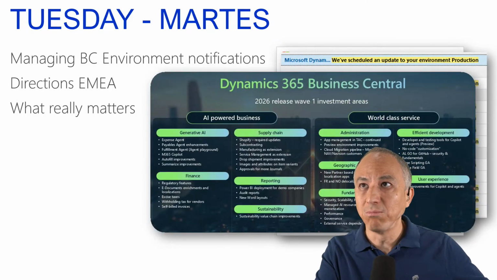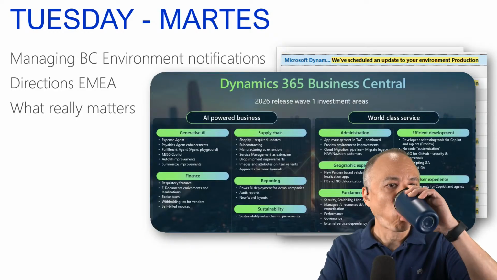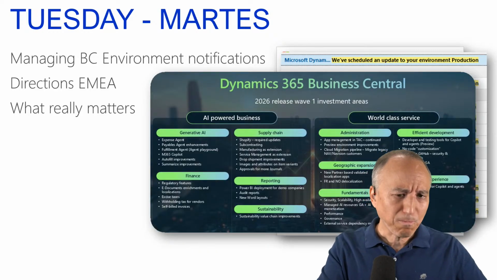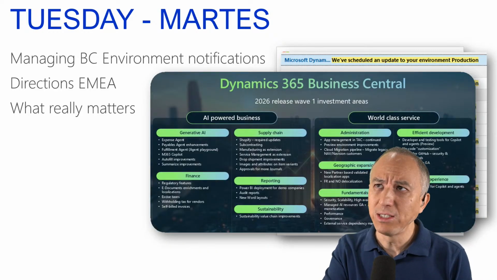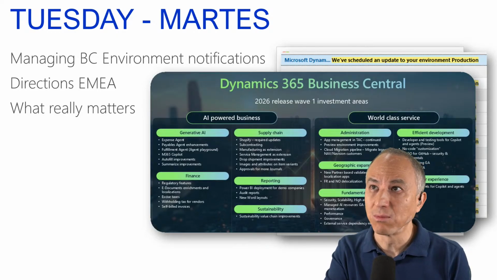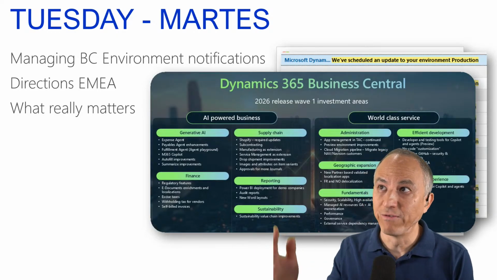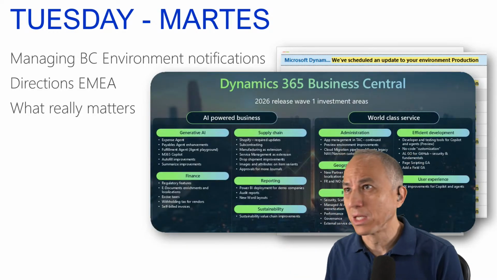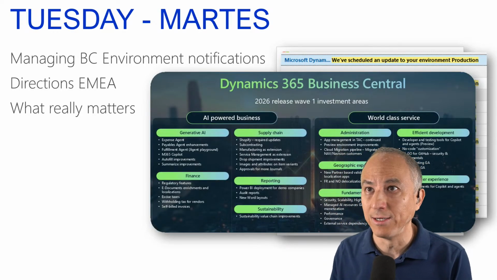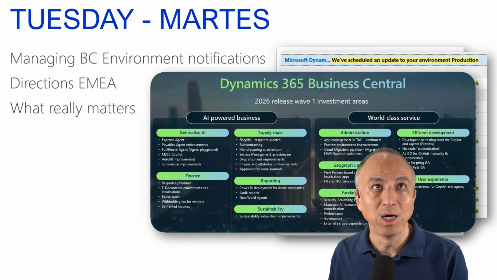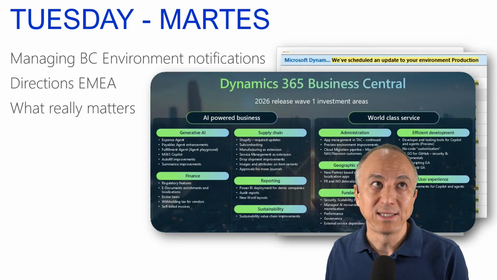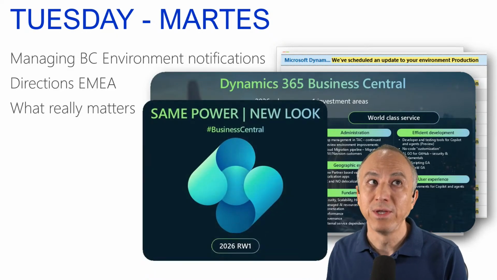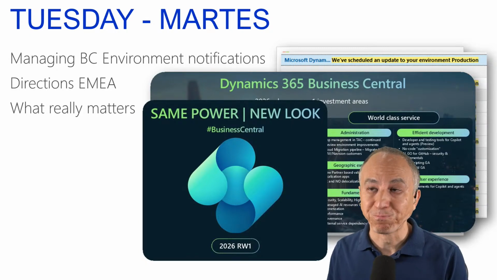So then Directions EMEA was going on, so I heard. And there were some Business Central announcements. And apparently they talked about 2026 release wave 1 investment areas, I guess where they're going to focus. And I have not looked at these. I don't know what's important or what's not, or what's going to be emphasized to start. But what really matters, folks, none of that matters. The important part is there is a new Business Central icon.